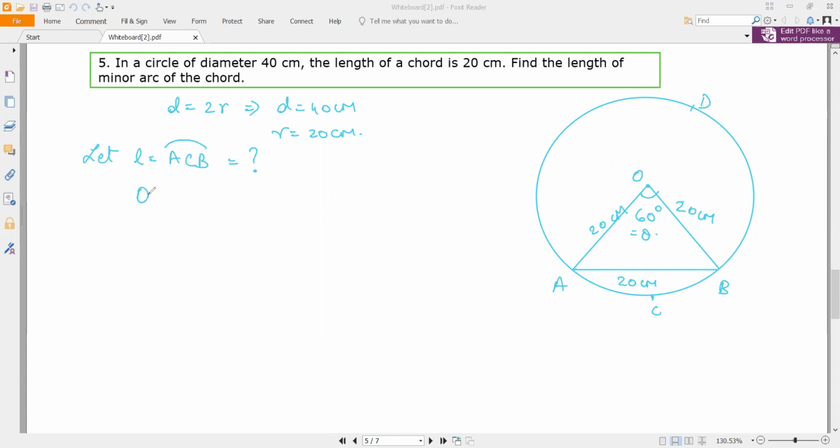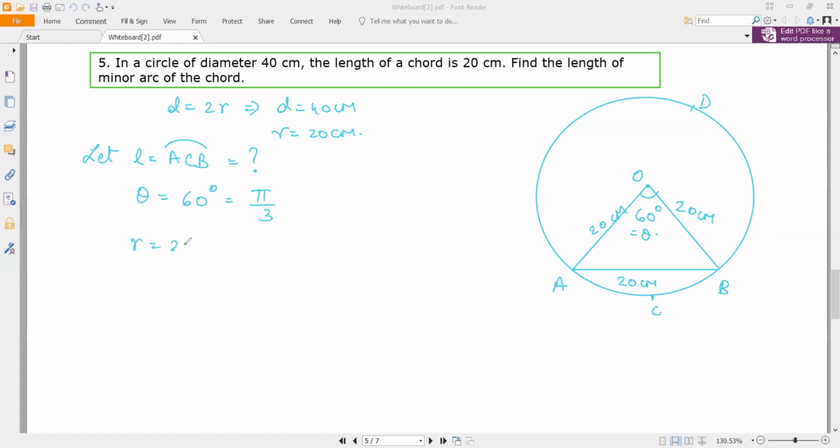Now, theta has to be in radians. So you have to convert 60 degree into radians. We know that 60 degree is equal to pi upon 3. Or you can multiply it by pi upon 180 and then come up with pi upon 3 radians. However, you should memorize some standard degree into radian conversions.